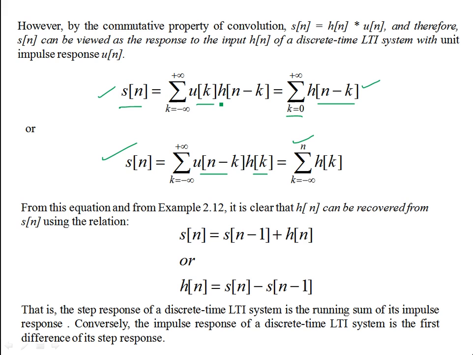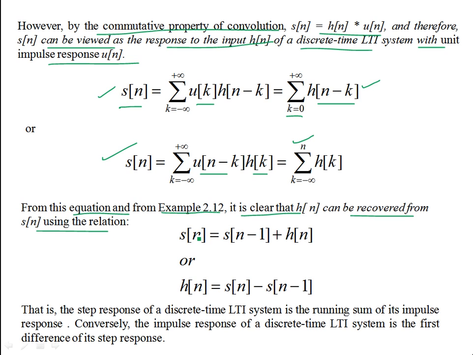Now, the unit step function can be treated either as the impulse response or as the signal, however you treat it, because convolution is commutative. So by the commutative property of convolution, s[n] is either h[n] convolved with u[n] or u[n] convolved with h[n]. Therefore, you can view s[n] as the response to an input h[n] of a discrete time LTI system with unit step response u[n]. Basically, if you change the order, it is not important what is being convolved with whom in what order. So from this equation and from example 2.12, it is clear that h[n] can be recovered from s[n] using that relationship.